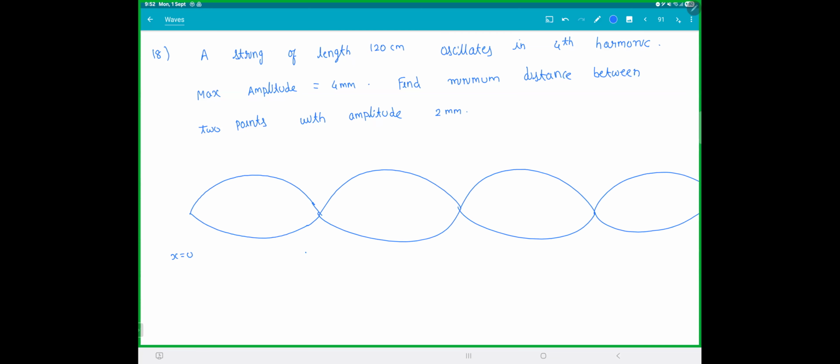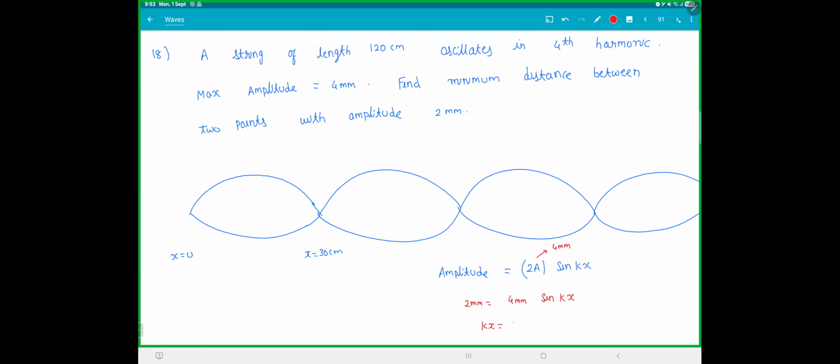At x = 30 centimeters, we know the amplitude is 2a sin kx. This is 4 mm. So 2 mm is equal to 4 mm sin kx.